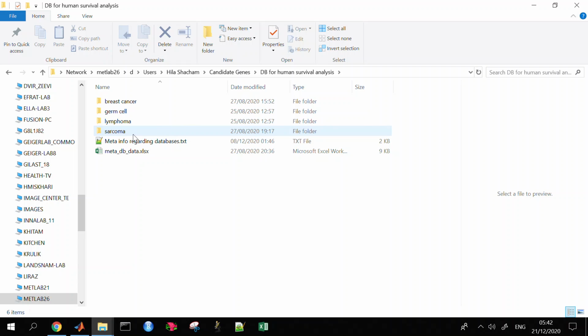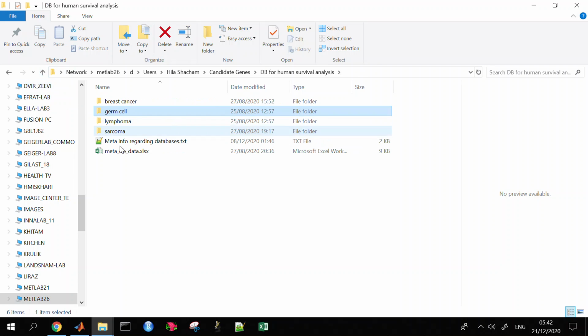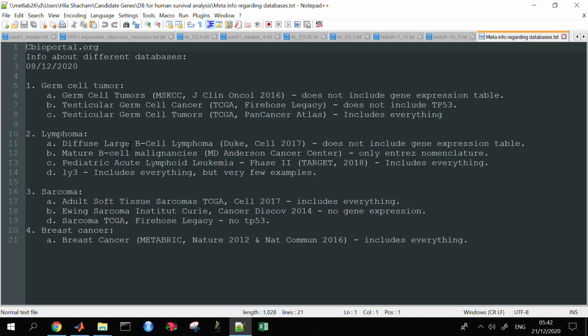This data set is separated based on cancer type. For example, let's look at the germ cell. You have several data sets, but not all of them are good. So in order to look for which data set is good, you look at the meta info. For example, germ cell tumors: this particular study does not include a gene expression table, so that's not good. But this study does, so that's good.